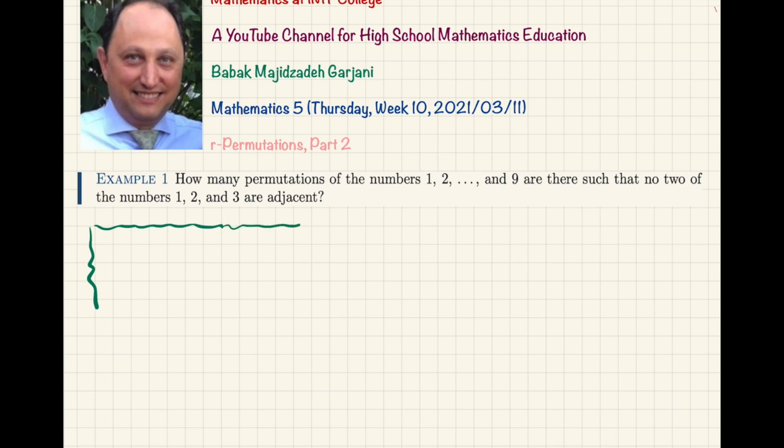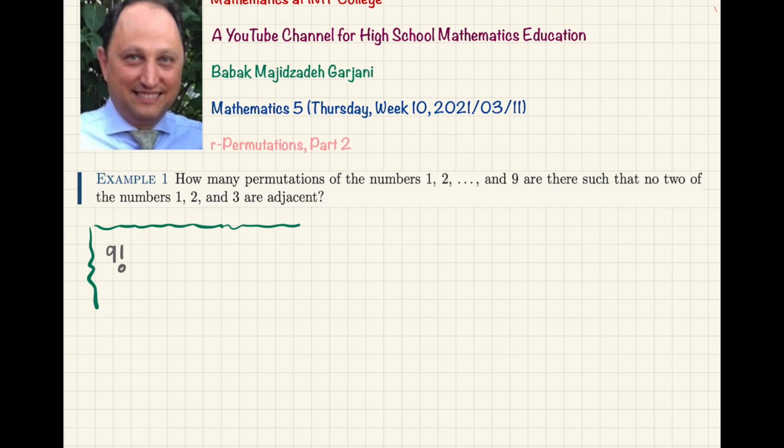All permutations of the numbers minus the permutations where 1 and 2 are next to each other. Yes, exactly. This I expect you to know, because this kind of problem is in the book, so you need to know about that. So the total number of permutations is how much? It is 9 factorial. Do you agree?